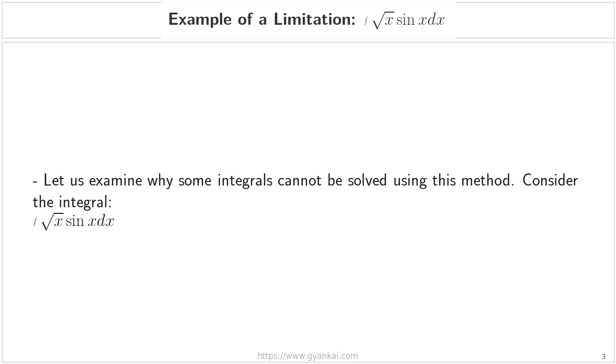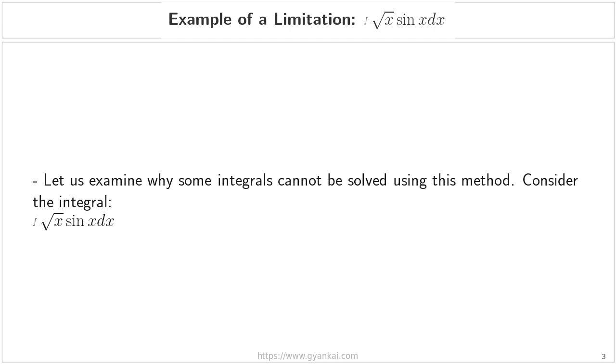Example of a limitation: the integral of square root of x times sine of x dx. Okay, so we've discussed how integration by parts works, and now we need to understand when it doesn't work. Just because you can apply a formula doesn't mean it will actually help you solve the problem. This slide illustrates that point. Let's examine why some integrals cannot be solved using this method.